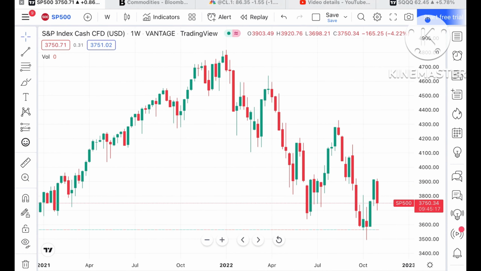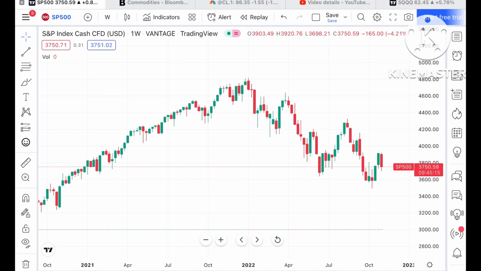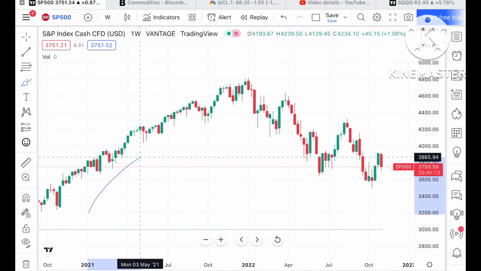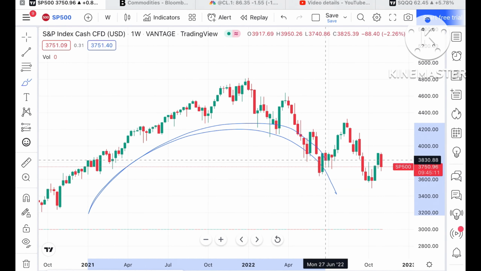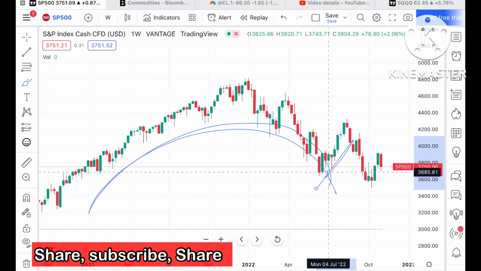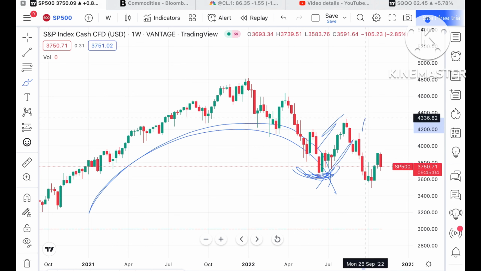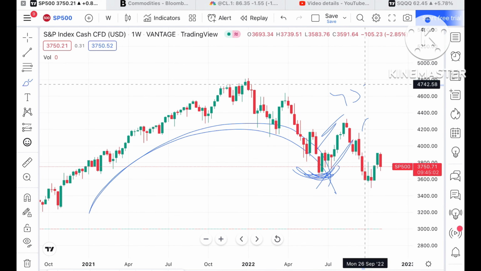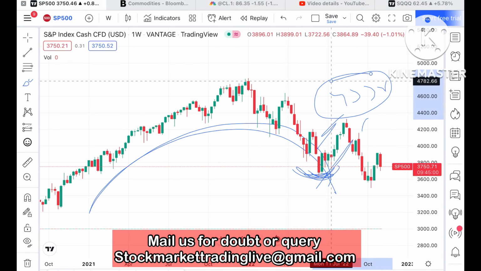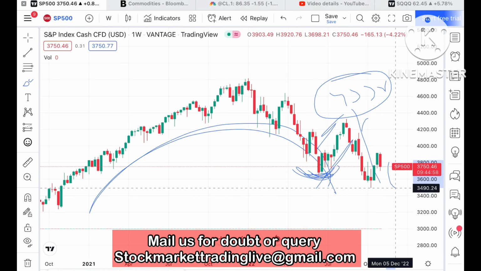If you look at the chart of the S&P 500, there is a pattern forming in this particular zone. This is an inverted U pattern, and if you look at this trend, after taking support at this particular level, a swing has formed and it made a high of around $4,336. After that we have seen a sharp fall, which I've already explained in my previous video.